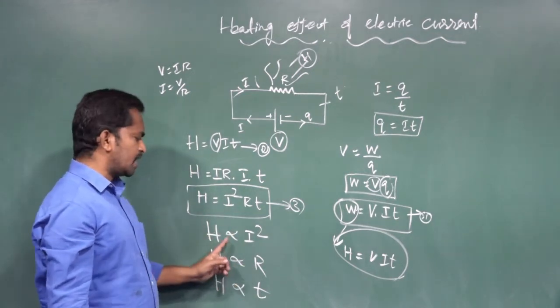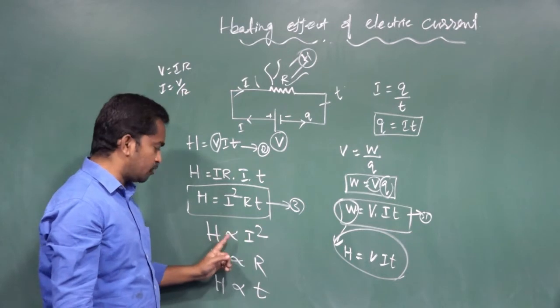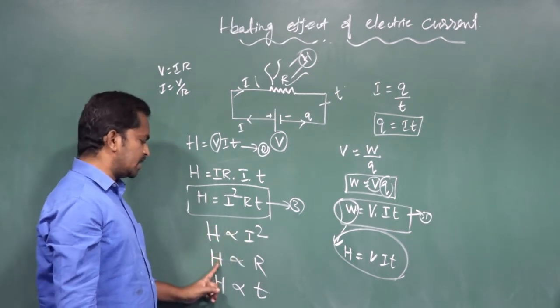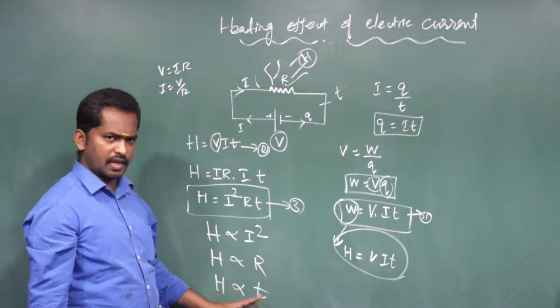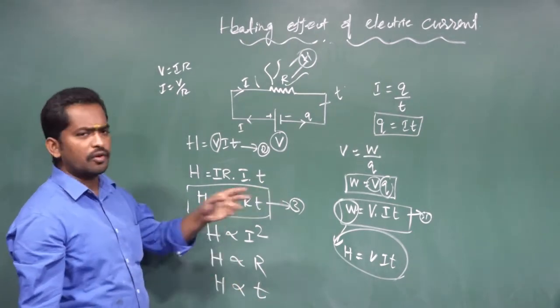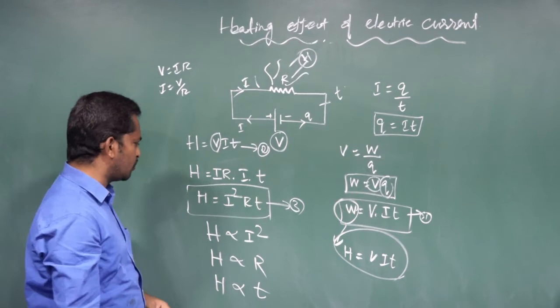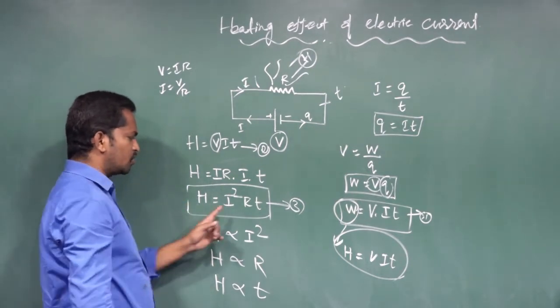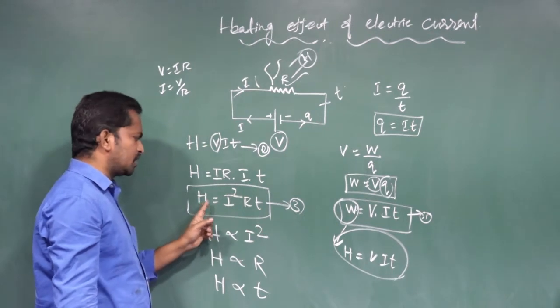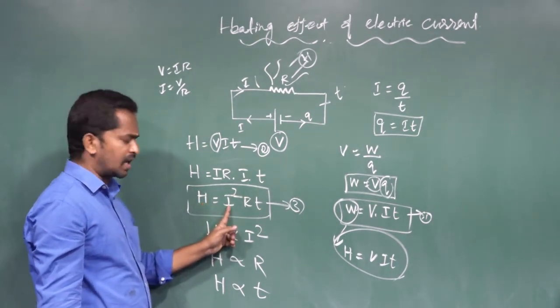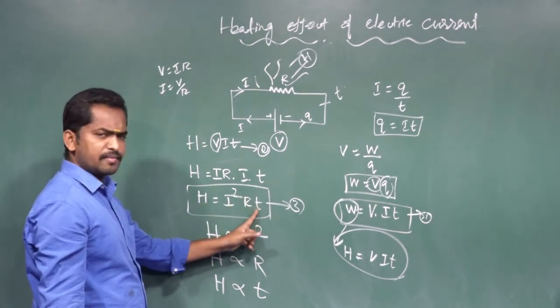So heat energy is directly proportional to the square of current, heat energy is directly proportional to resistance, heat energy is directly proportional to time. This is Joule's law of heating. It's a very important one. Heat energy is equal to I square RT. Heat energy is directly proportional to the square of current when resistance and time are constant.